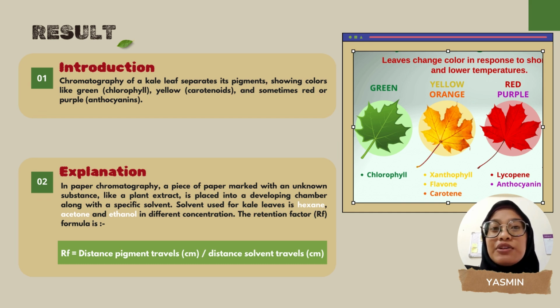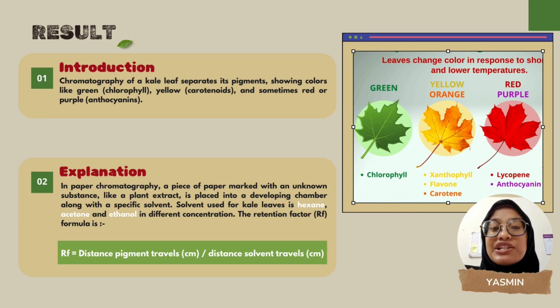In chromatography, we utilize a technique that separates mixtures into their individual components based on their affinity to a solvent. For kale leaf, we employ a solvent mixture containing hexane, acetone, and ethanol in varying concentrations. These solvents interact differently with the pigments present in the kale leaf extract, causing them to separate and form distinct bands or spots on the chromatography paper.